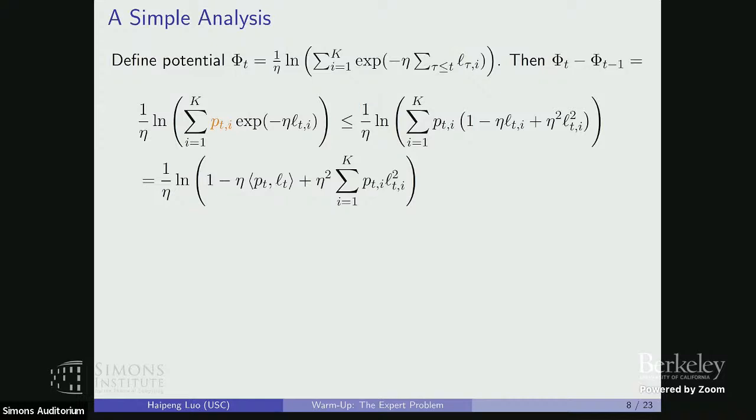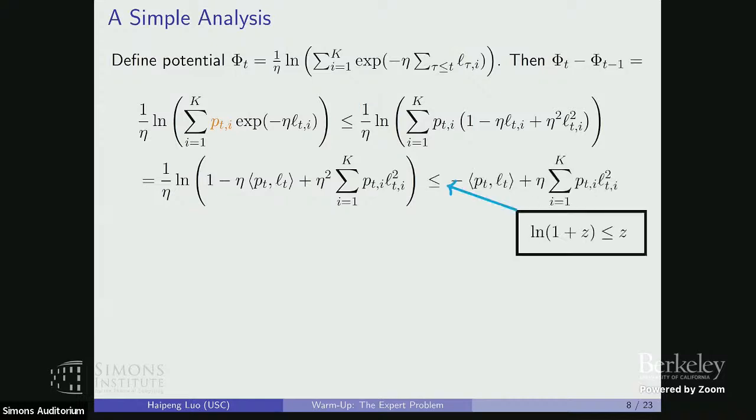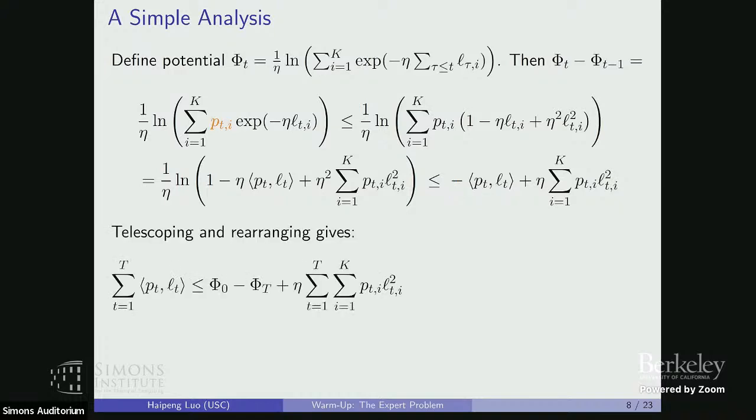The last inequality is just by bounding log of 1 plus z by z, which is always true. So then you get this. The eta cancels here, and eta squared cancels with 1 over eta, you get eta. I hope that's clear. Now obviously you just sum over t, telescope and rearrange, and you get something like this. This is exactly the expected loss of the algorithm. You pick i according to p t, so p t dot L t is exactly your expected loss. It's bounded by the decrease of the potential plus this quadratic term.